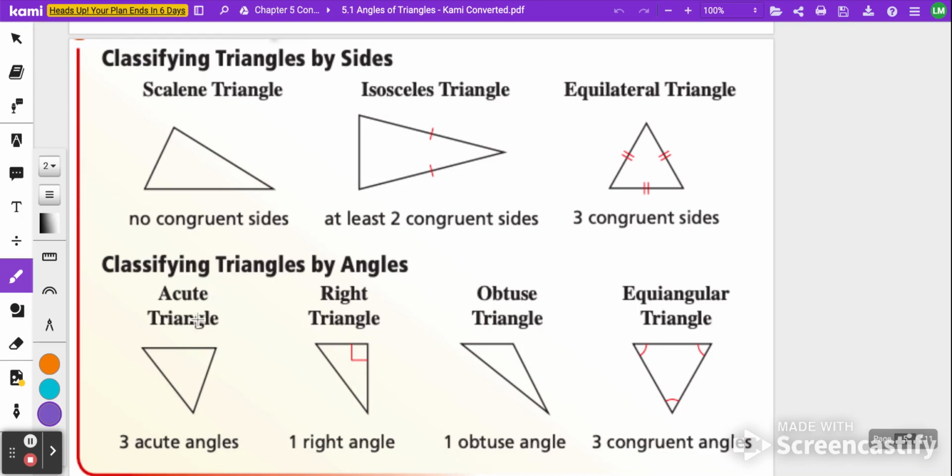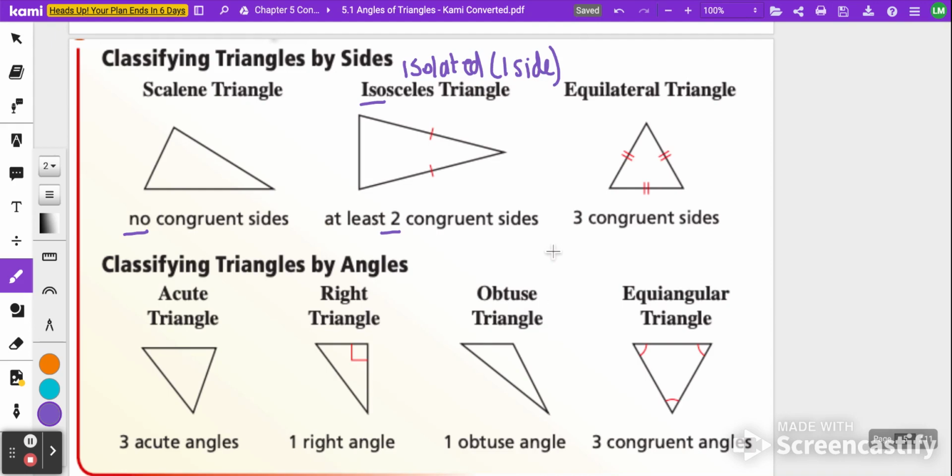A scalene triangle just means there are no congruent sides. Isosceles have two congruent sides. One way I like to think about it is isosceles kind of starts like isolated. So there's one side that's isolated. And then an equilateral triangle just means three sides are equal, or three congruent sides.